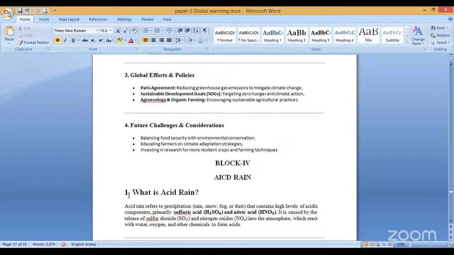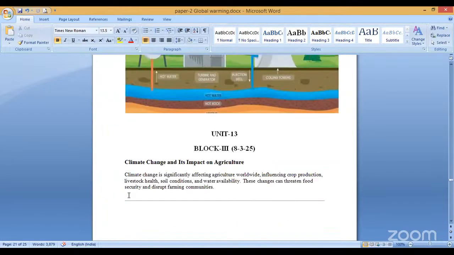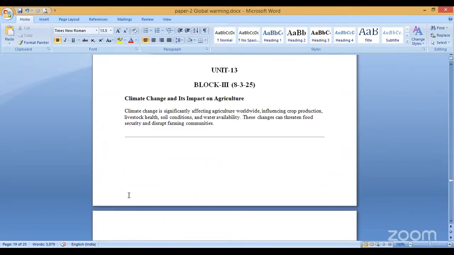And these are about that. The next one coming to that is future changes and considerations: balancing food security with environmental conservation, educating farmers on climate adaptations and strategies, investing in research for more resilient crops and farming technologies. These are the topics which are included under Unit 13, Block 3.